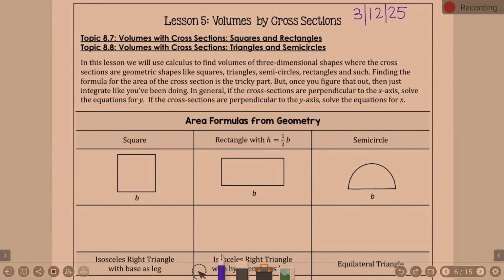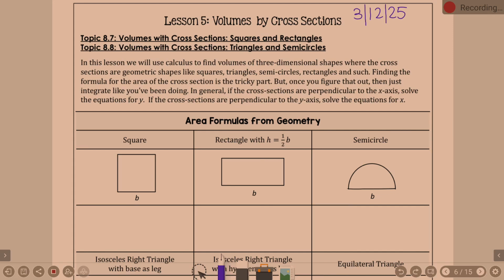8.5, our first of 3 volumes. This one is volumes by cross sections. So this is taking, well, what we'll get into is a flat 2-dimensional space on the XY axis, right? And putting cross sections on that flat space that then form a 3D shape and being able to find volume of that, okay? Now, before we do that, we're going to review some basic area to get us started.